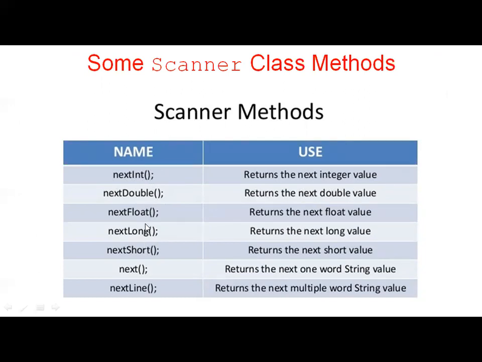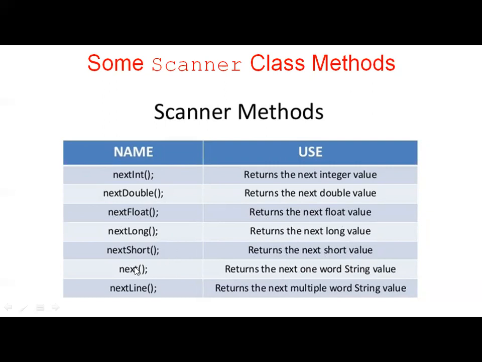Accordingly, we have to use the matching method. For example, if we want to read floating point data, then nextFloat is the method we need to invoke, which returns the next float value. nextLong returns the next long value. nextShort returns the next short value.